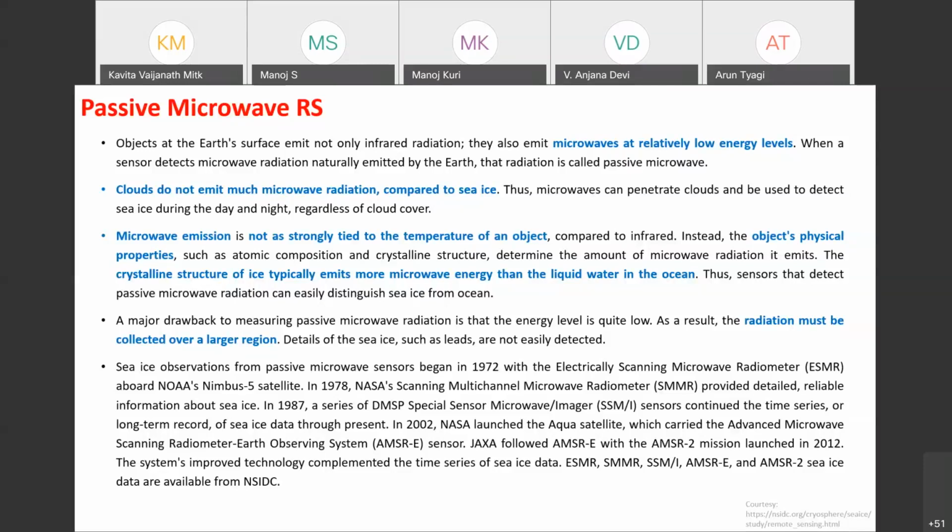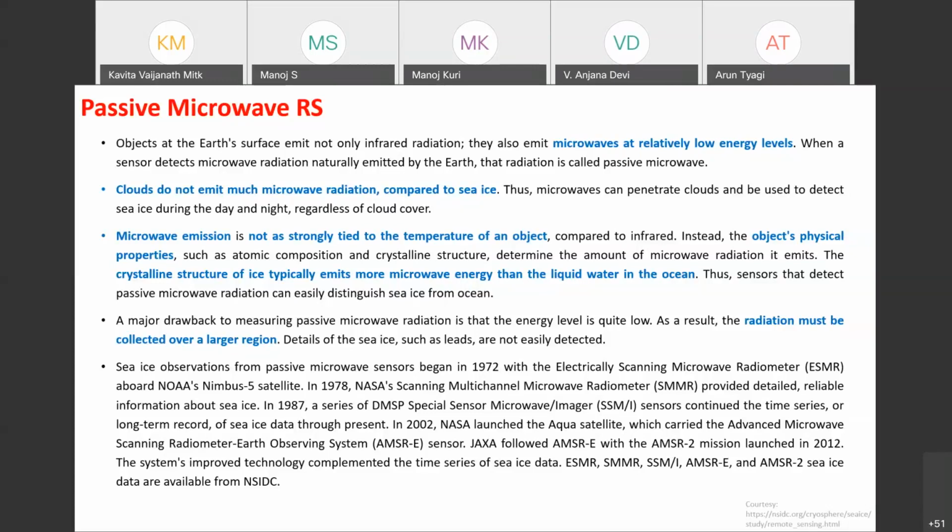Then microwave emission is not only tied to the temperature of an object, just like infrared, but it also depends on the object's physical properties, like atomic composition and crystalline structure. So if we see the sea ice, the crystalline structure of ice typically emits more microwave energy than the liquid water in the ocean. Thus, microwave sensors can distinguish sea ice from the ocean effectively.